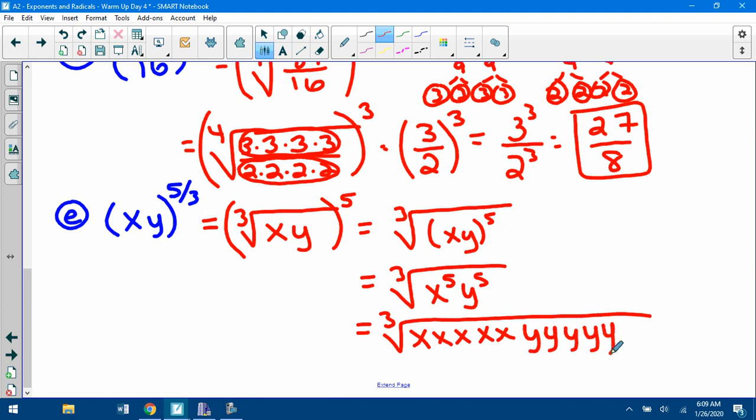I know a bunch of you could probably have done this without drawing it all out, but we're looking for groups of what? 3. So my final answer, we're going to have an x out front and a y out front. And then we still have the cube root, remember that 3, of x squared, y squared. And that's it.